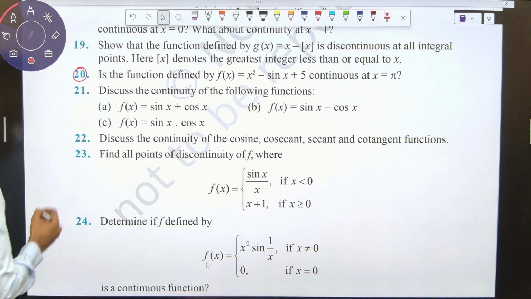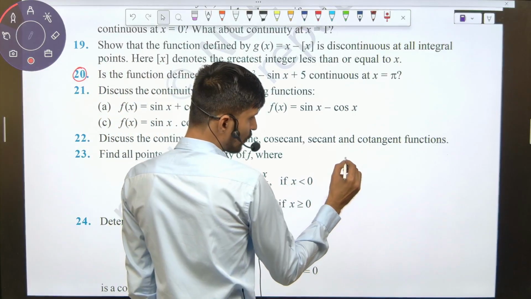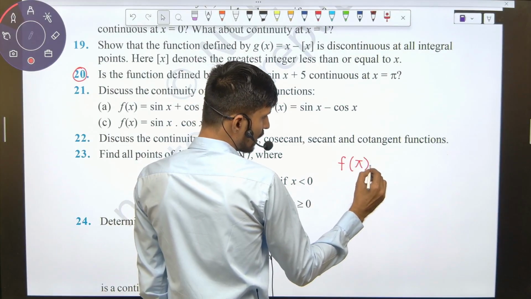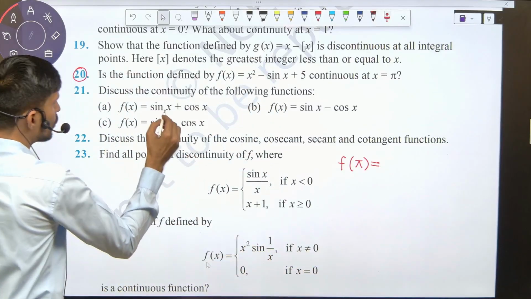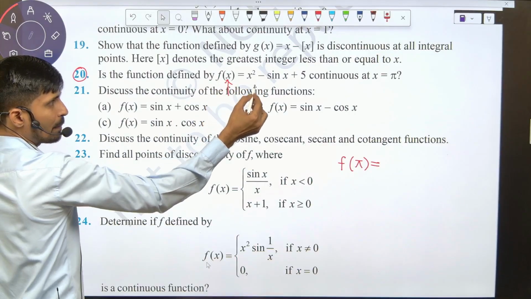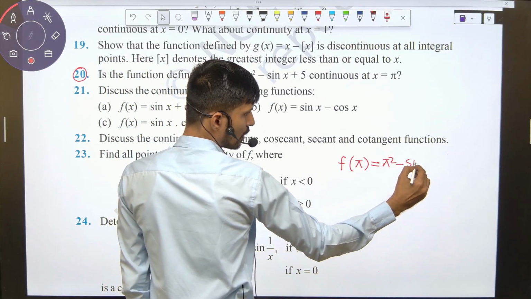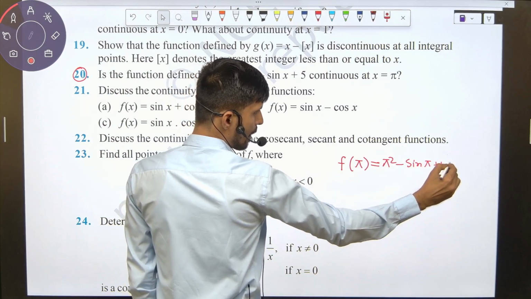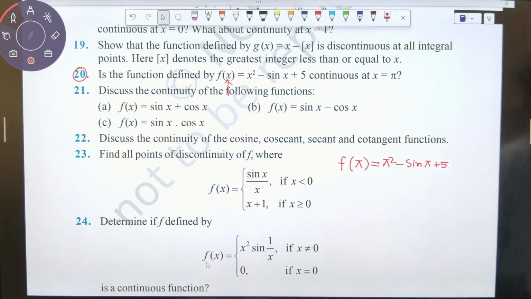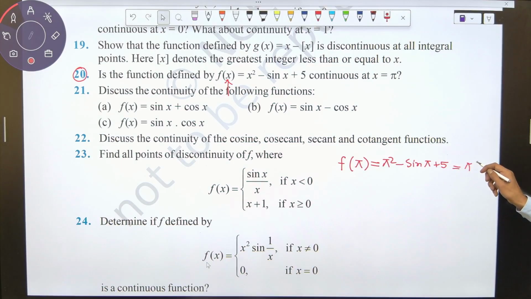Question number 20, we have to find at x equals pi. So first of all, I will find f of pi. In f of pi, at the place of x, I will put pi. f of pi will be pi squared minus sine pi plus 5. Sine pi, sine 180 degrees, is 0. So minus 0 will vanish and this will come pi squared plus 5.